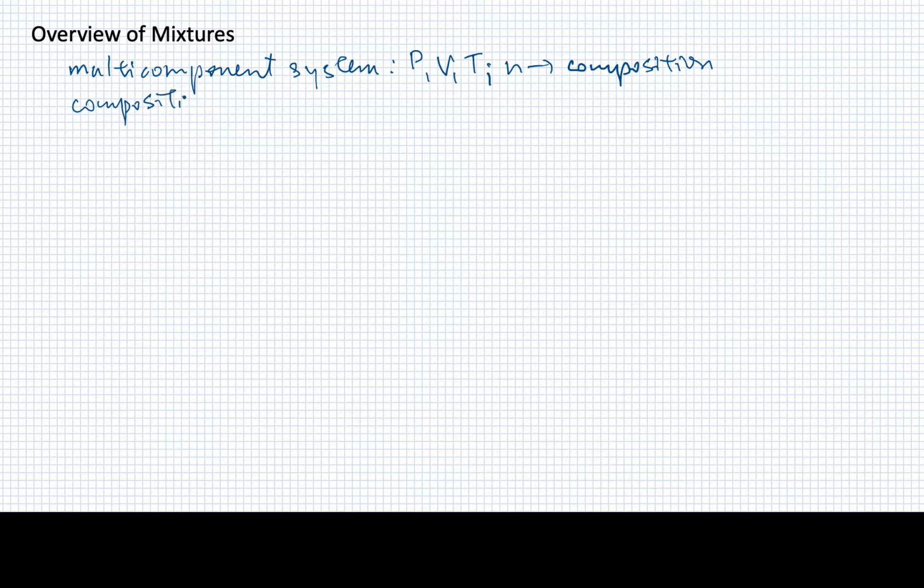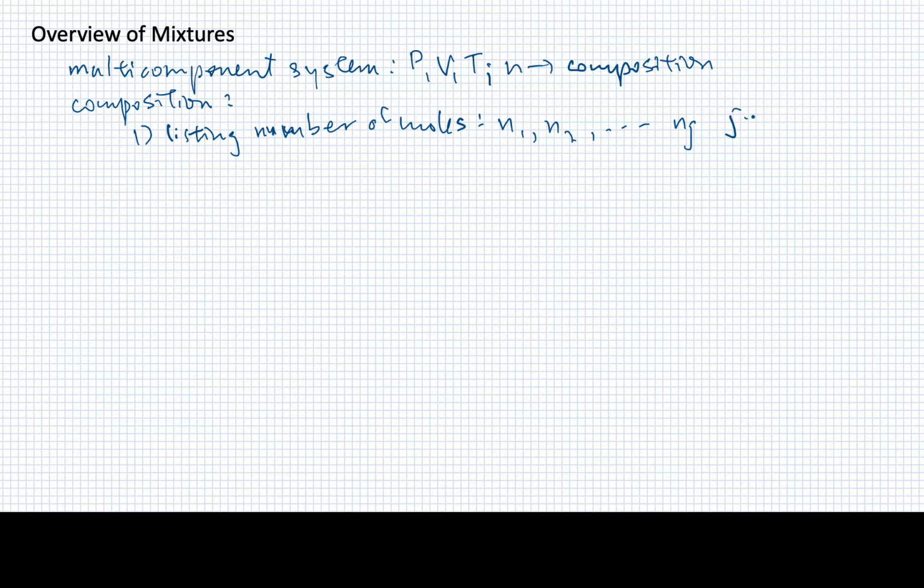There are several ways we can do this. We can do it, one, by listing the number of moles of each substance. So that could be, for example, N1, N2, and so forth, for however many components we might have in the system. I'm going to use generally the index J to indicate that. So J is an index for the components.